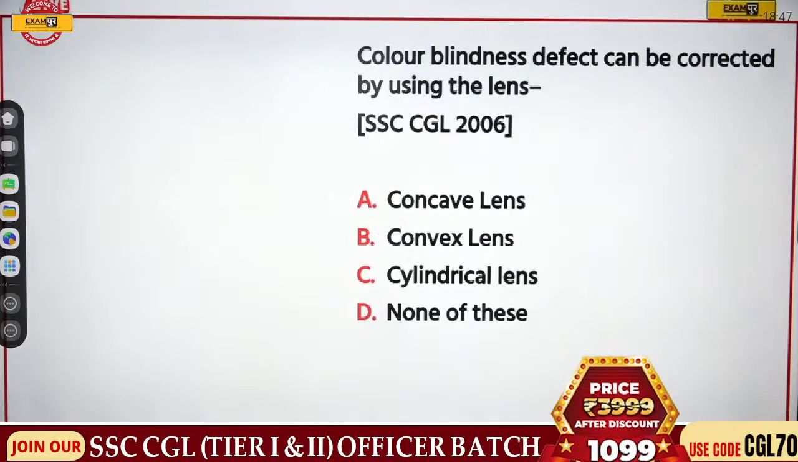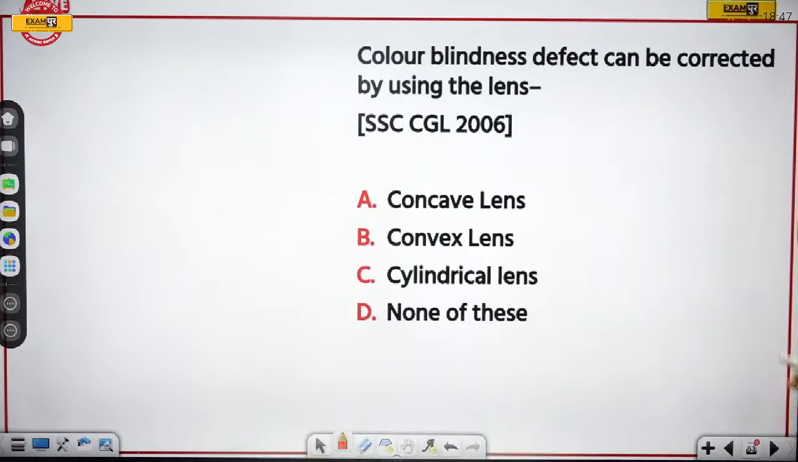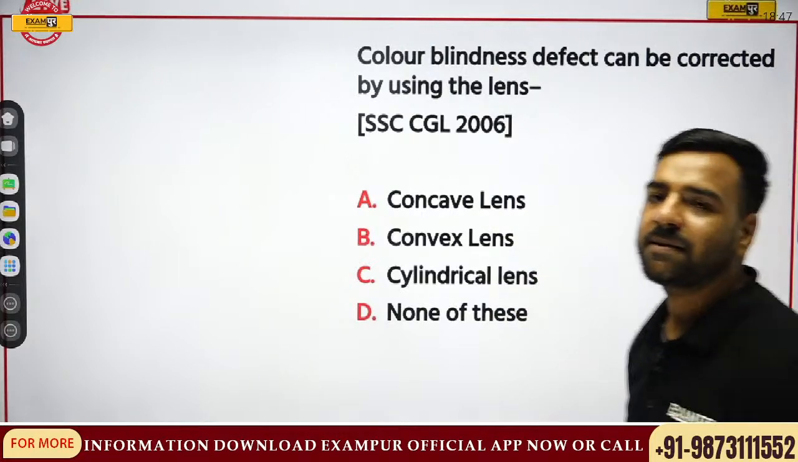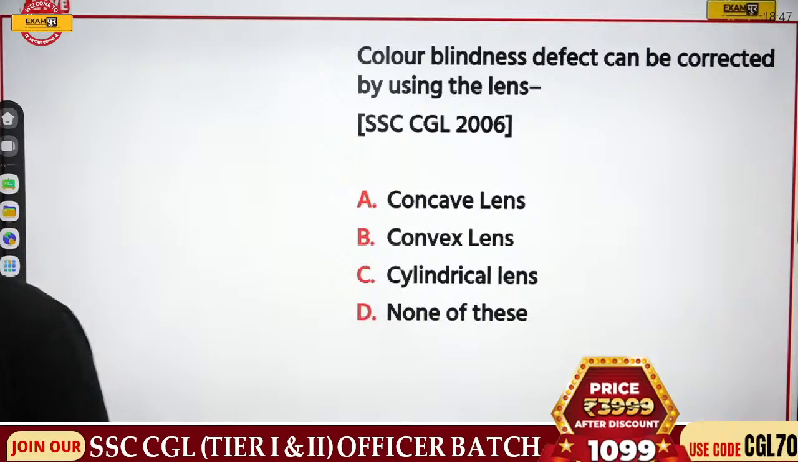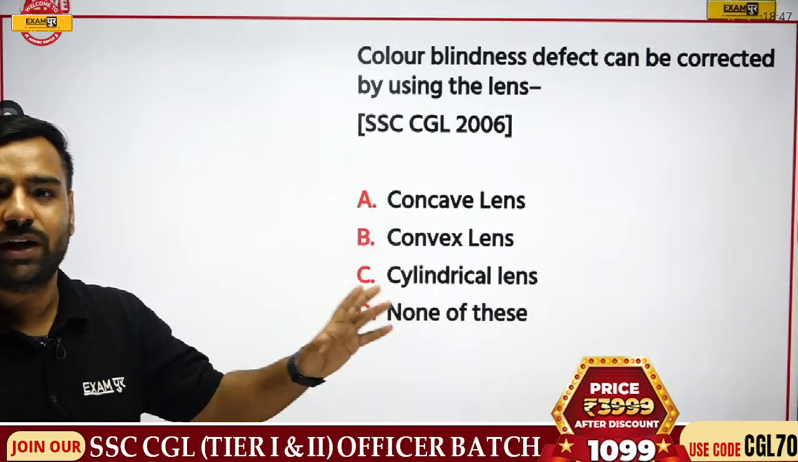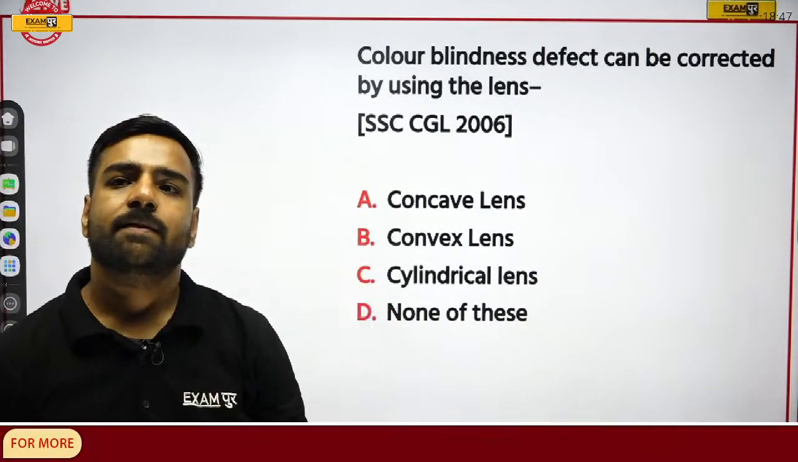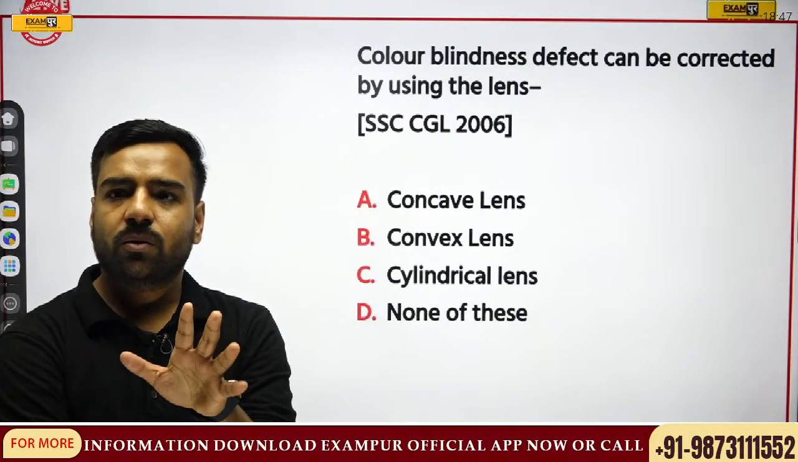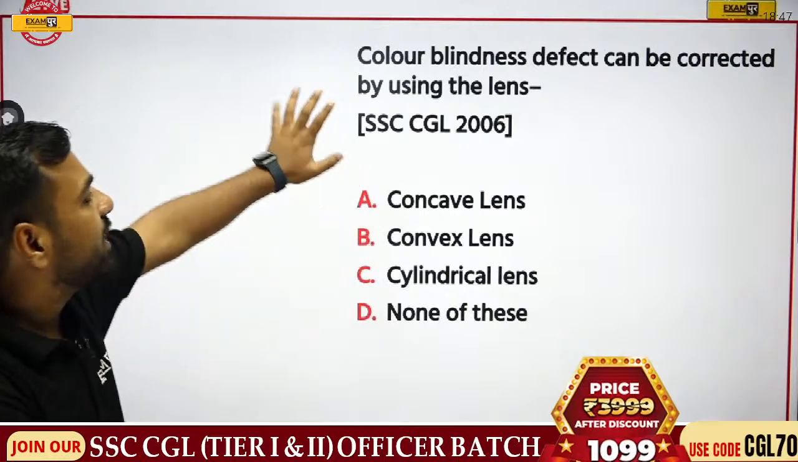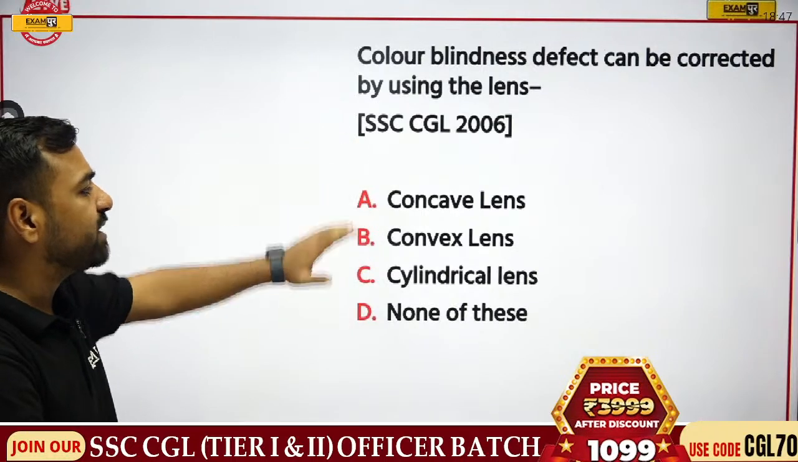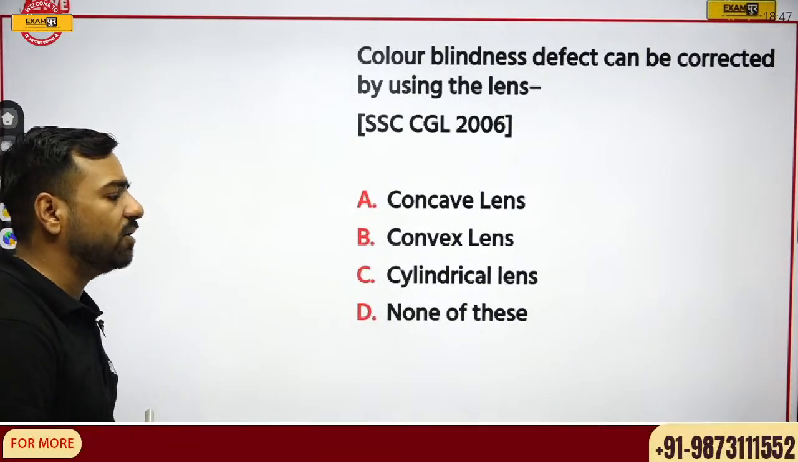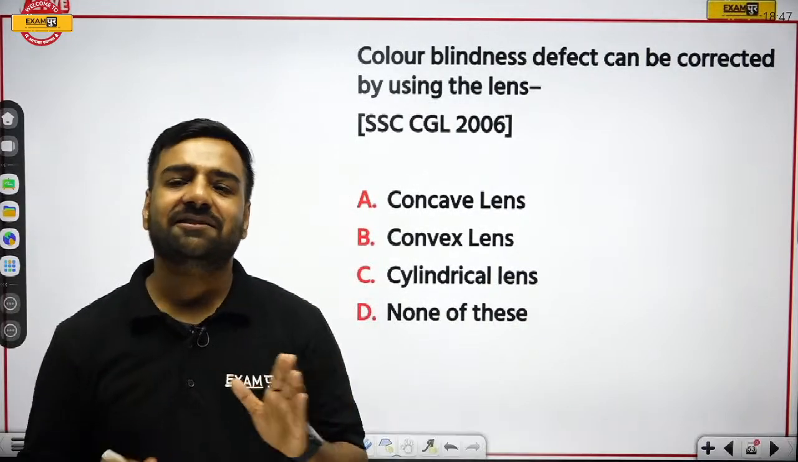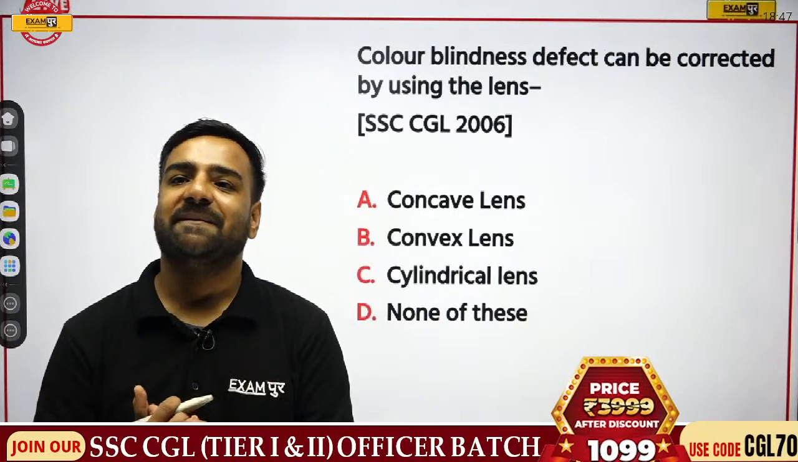Next. Color blindness defect can be corrected using which lens? Is it concave, convex, cylindrical or none of these? Color blindness. Waiting for the answer please. The question is, color blindness can be corrected by which lens? Concave, convex, cylindrical or none? Please give this answer thinking twice.